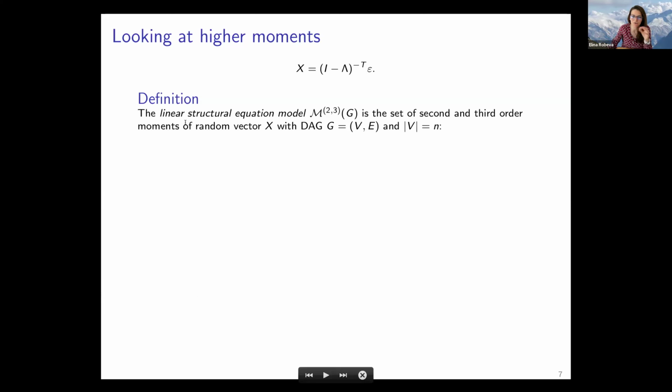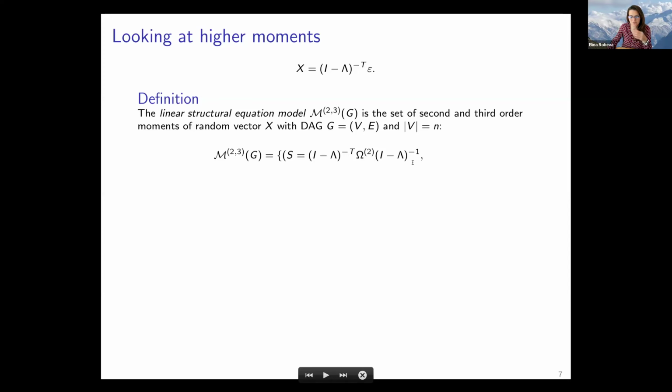The linear structure, we're going to define this object M23 of G to be the set of second and third order moments of random vector X corresponding to a specific graph G as follows. So this might look a little scary. The second moments of a vector like this are the covariance matrices. And here omega-2 is the covariance matrix of epsilon. And since you're multiplying epsilon by I minus lambda inverse transpose, then in the covariance, you're going to multiply on the left by I minus lambda inverse transpose and on the right by I minus lambda inverse.